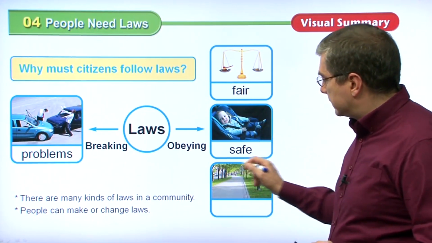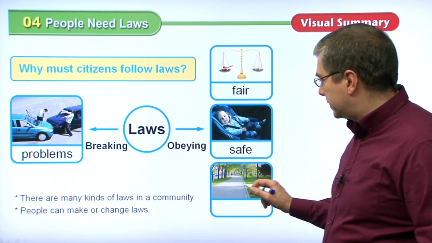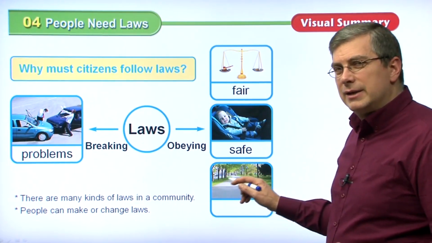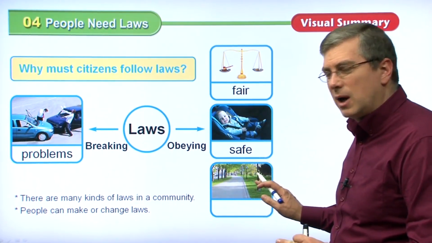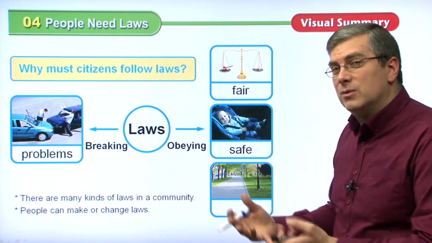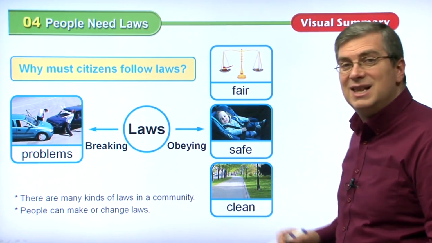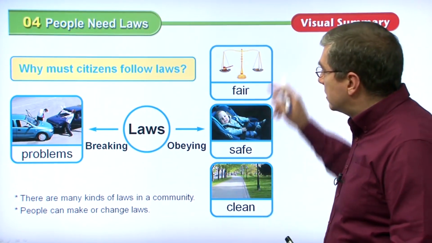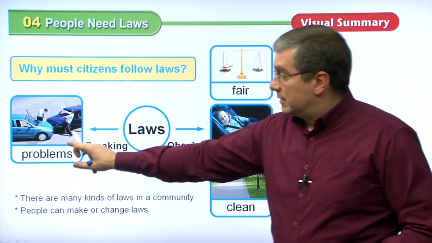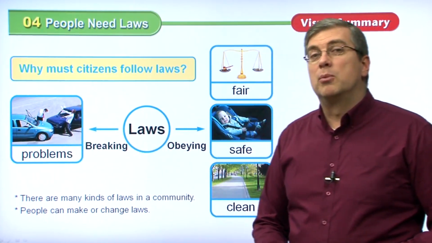Down here, wow, look at this. This looks like a park on the side, a sidewalk, and the street over here, and everything looks nice, right? There's no trash anywhere. Everything looks very orderly. It's very, very what? What can we say about this picture? It's very clean, isn't it? So these are the things that happen when people obey laws. And this is one of the things that happens when people break laws.